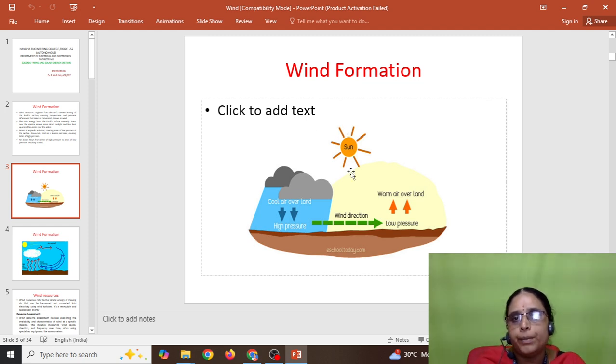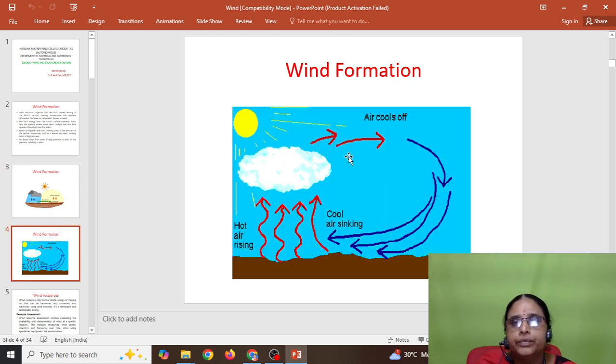So this is the wind formation diagram. As I said, cool air from the high pressure area moves to the low pressure area, and warm air from the low pressure area moves to the high pressure area, which creates the wind. This is the wind direction. These are all due to the sun's uneven heating. This diagram also represents the wind formation. In this we know hot air rises up and the cold air comes to the low pressure area, and that movement will cause the wind.